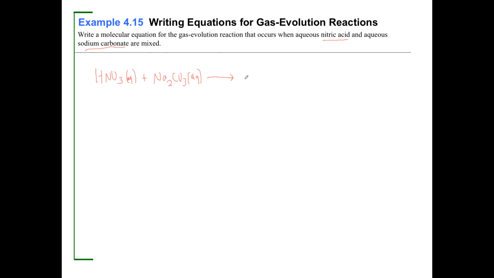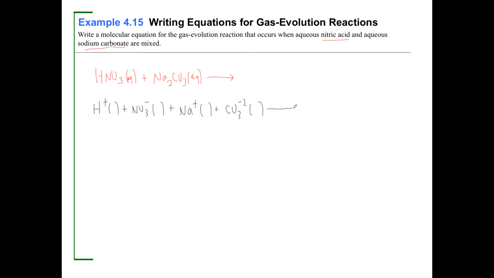Nitric acid plus sodium carbonate produce what? All right, well, in order to solve this, I'm going to write out the ionic equation. Here's a good chance to see how valuable the ionic equation is. It's H plus, because it's aqueous, right? And it's nitrate, aqueous. Nitrate is a minus, plus sodium, aqueous, plus carbonate, and this is 2 minus, right?